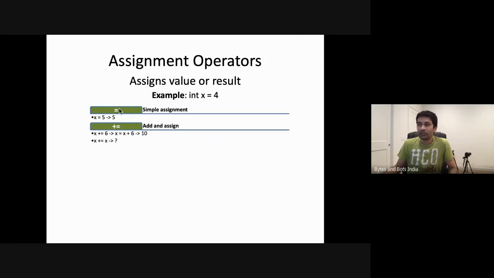The next variation to that is add and assign. Programmers have this habit of creating shortcuts. It's a very simple expression they have come up with. So instead of writing x equal to x plus 6, as an example, what they will do is write x plus equal to 6. And it's a shortcut. You don't have to write x twice.